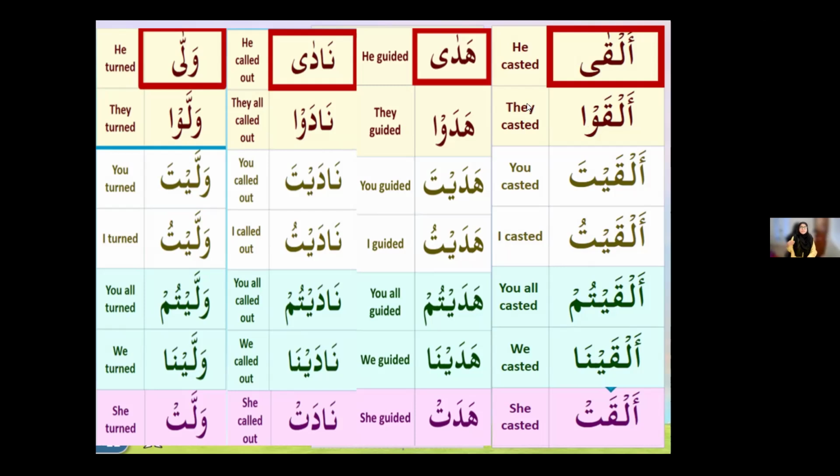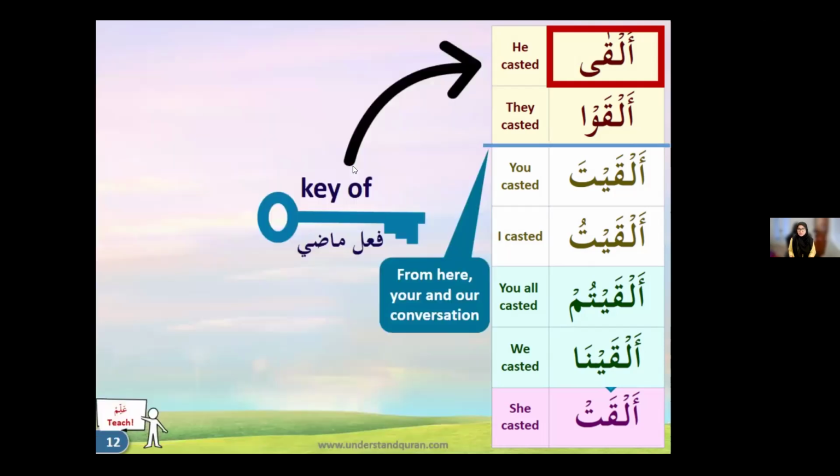Rest is all the same. Let's practice. Walla, wallau, wallaita, wallaitu, wallaitum, wallaina, wallat. Nada, nadau, nadat, nadaita, nadaitu, nadaitum, nadaina, nada. Hada, hadau, hadaita, hadaitu, hadaitum, hadaina, hadat. What is alqa? Alqa, alqaw, alqaita, alqaitu, alqaitum, alqaina, alqat. I'm just trying to show you the pattern. It's exactly the same continuation. Alhamdulillah, it's easy. When we compare it to the other words, the rest becomes easy.